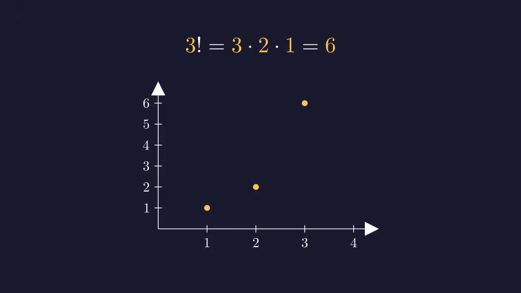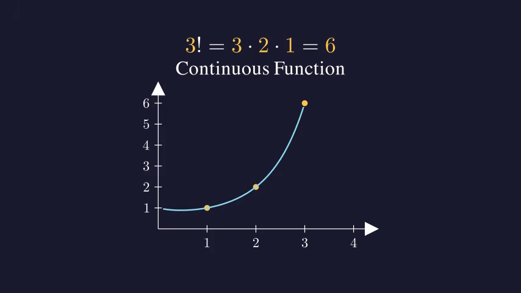To solve this, we cannot rely on simple arithmetic. We must look to calculus to find a continuous function that connects these discrete points. We are looking for a smooth curve that passes through every factorial value. The solution lies in a specific definite integral discovered by Leonhard Euler. Watch as we construct this integral from scratch.